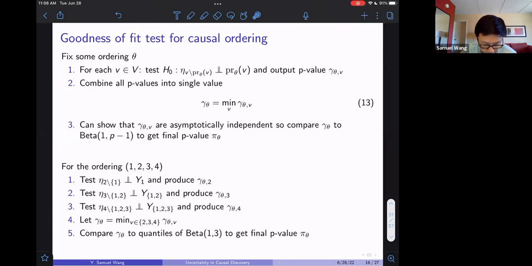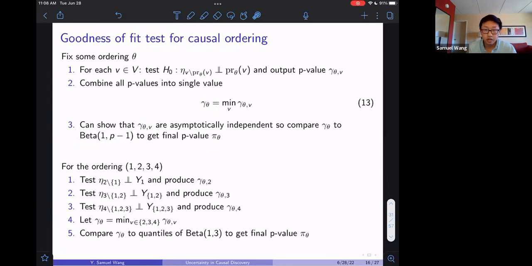And as I mentioned earlier, we have our procedures set up in such a way that we can show that these p-values are asymptotically independent. And so what we do is compare gamma theta, this aggregate through the minimum, to the quantiles of a beta distribution, and this gives us a final p-value pi theta.